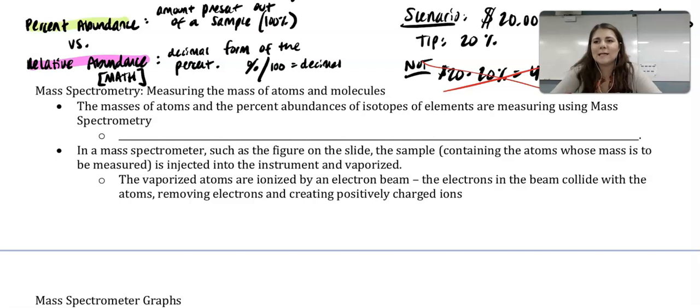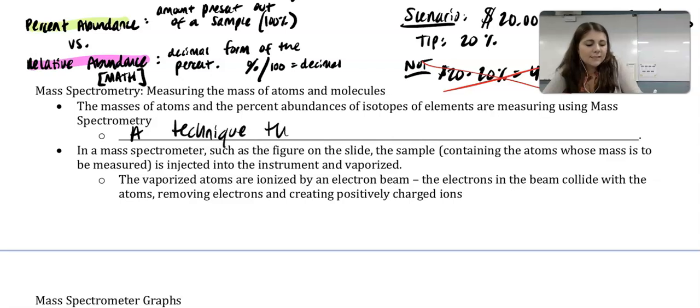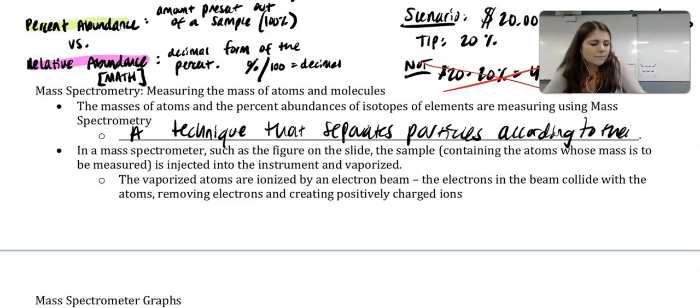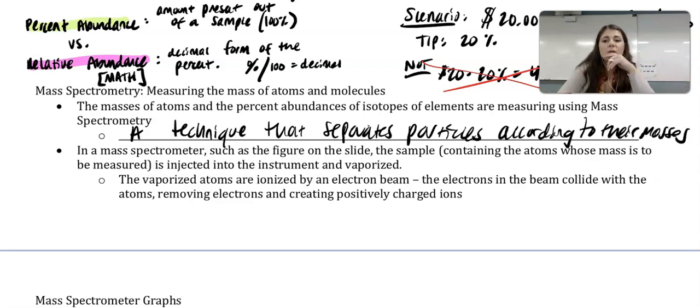All right, the next part of this lesson is talking about mass spectrometry. Mass spectrometry is also known as spectroscopy, which is just measuring the mass of atoms and molecules. And so it is a technique that separates particles according to their masses. And so it's actually a pretty cool device to use. It's very expensive, but basically you inject the spectrometer with a sample, and chemistry happens.